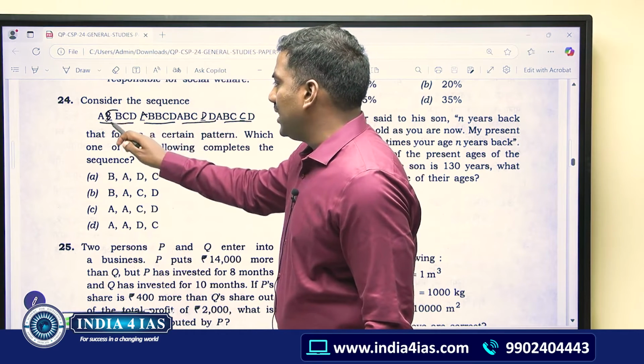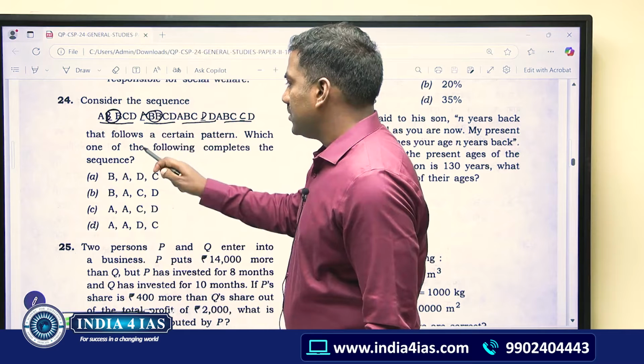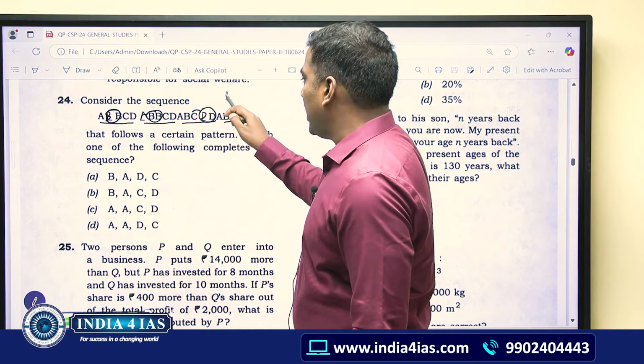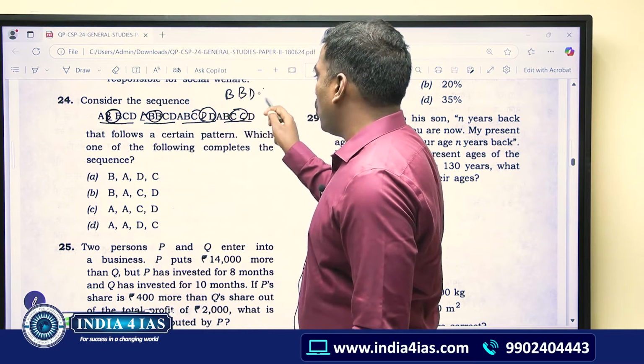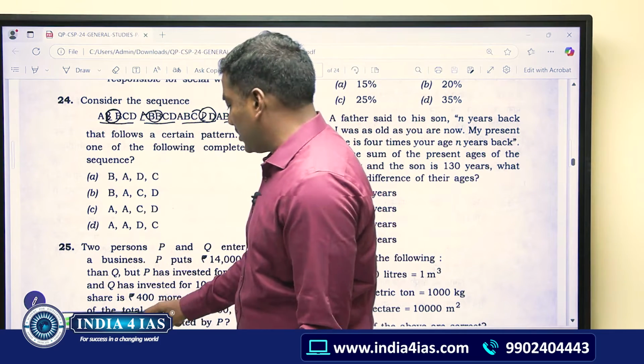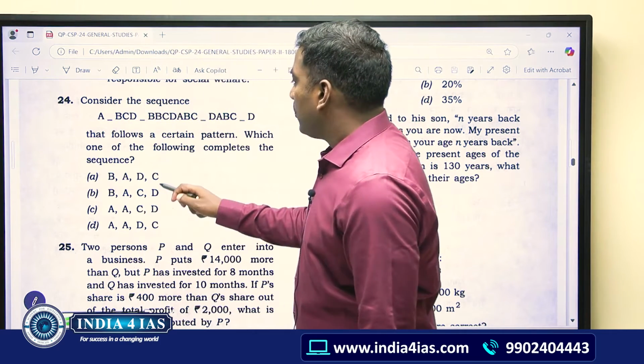See here, B is twice, understood? But here, D is twice and C is twice. So why B, B, D, C? I don't know the logic. Let us hold this. Let us not decide anything on this. Now, put the second one.